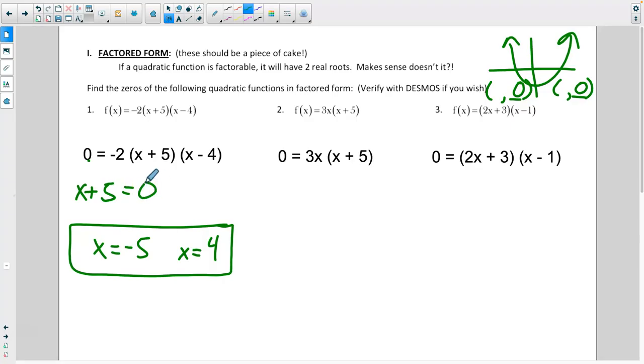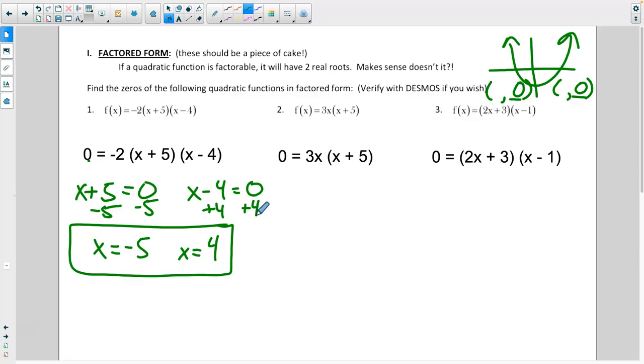So I'd write this equals 0. Remember, that's what we're doing. And then this equals 0. Okay? And then I would solve. So I'd -5, and I'd +4. That's why we have our solutions. Again, I'm not writing these as points because I'm only asking for the x. Any questions?